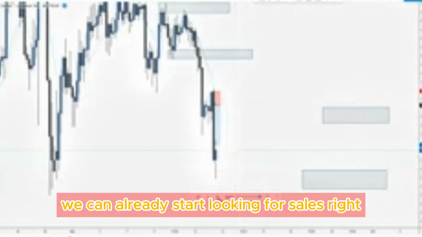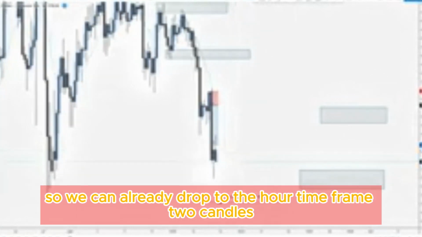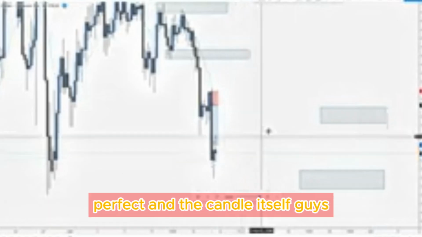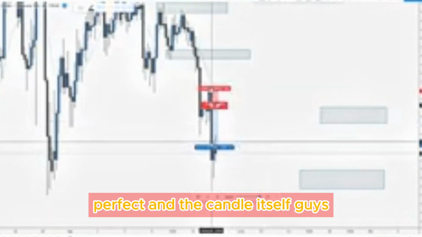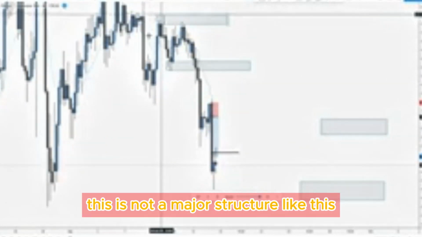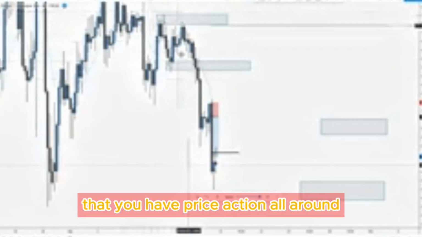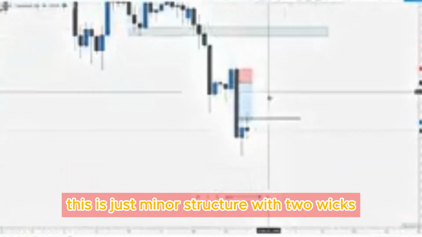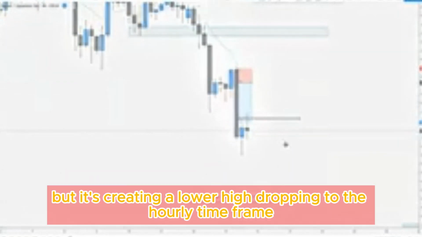We can already start looking for sales, right? So we can already drop to the hourly time frame, 2 candles. Perfect. And the candle itself, guys, is creating minor structure, because this is not clear. This is not a major structure like this that you have price action all around. This is just minor structure with 2 wicks, but it's creating a lower high.